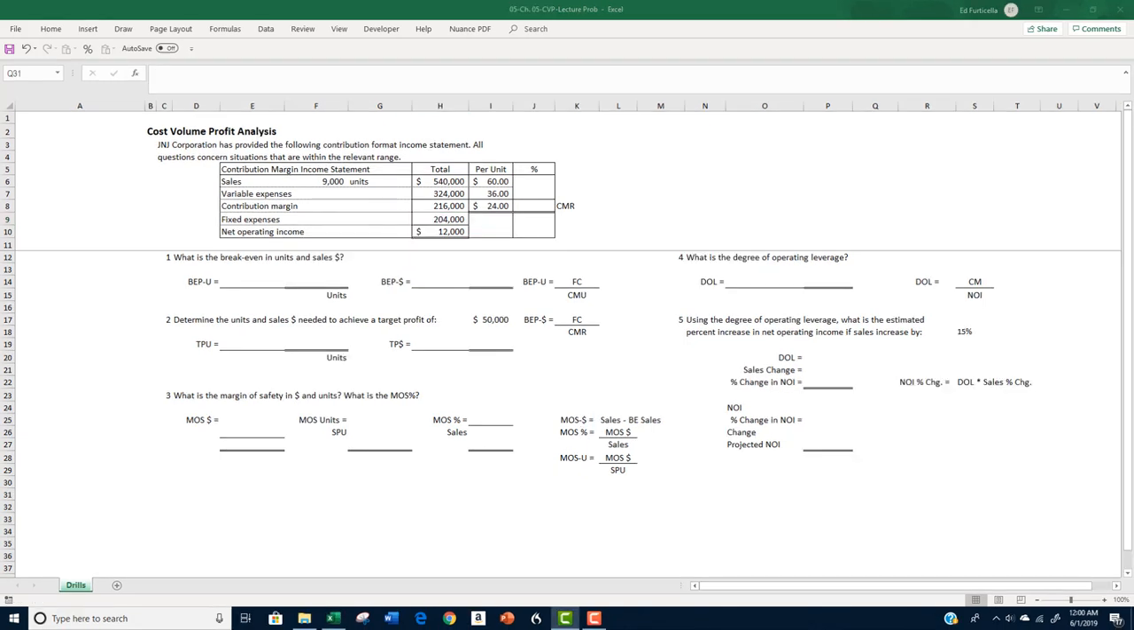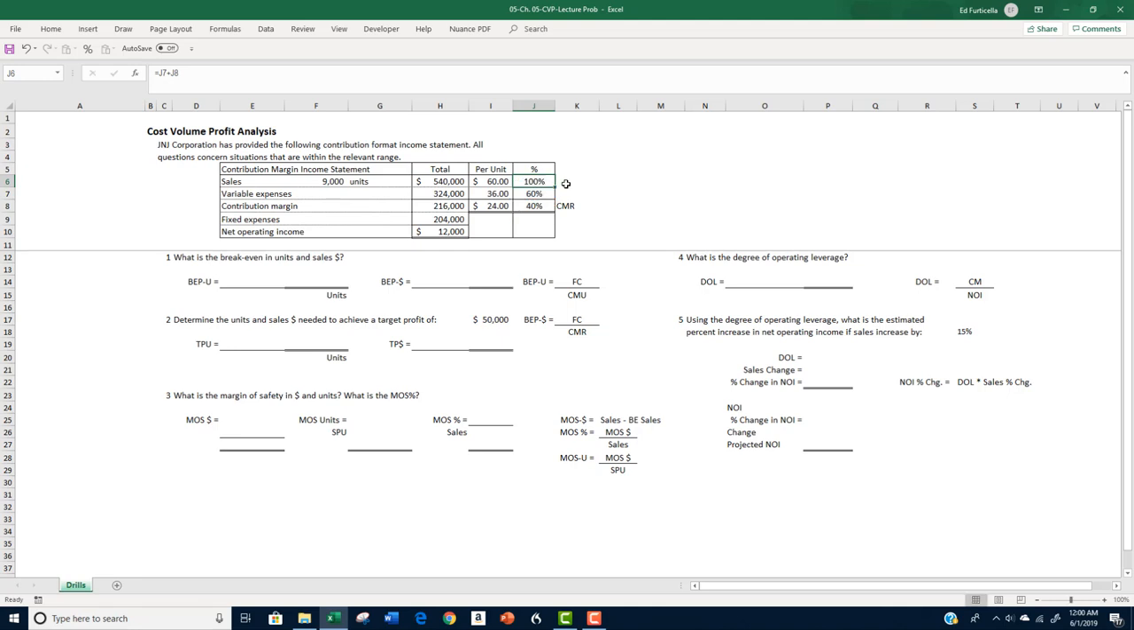Dividing each line item by sales will allow us to convert the dollar amounts into ratio percentages. Dividing the variable expenses by sales gives us the variable expense ratio, which in this case is 60%. Dividing the contribution margin by sales gives us a contribution margin ratio of 40%. The two percentages will always add up to 100%.